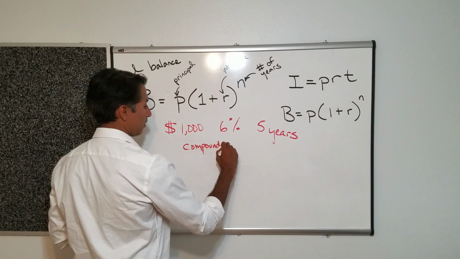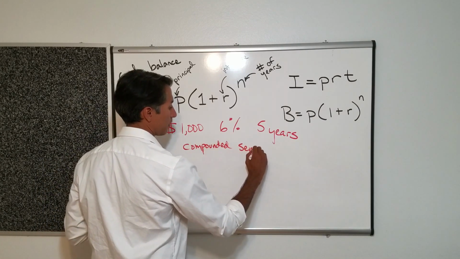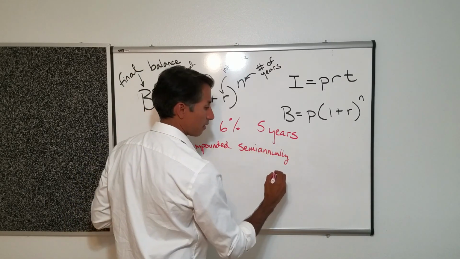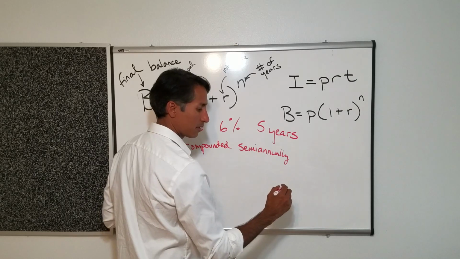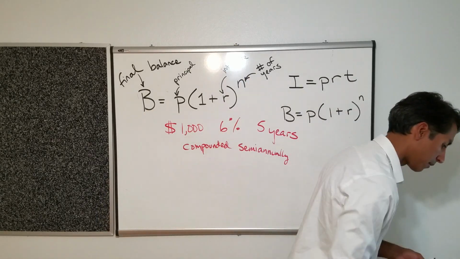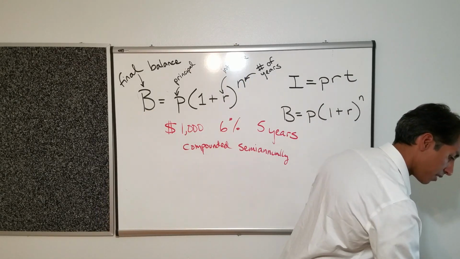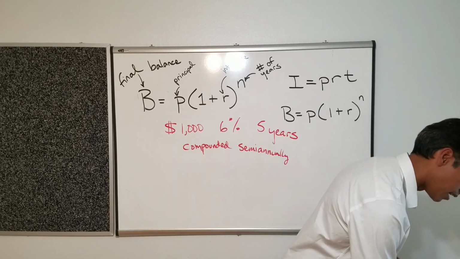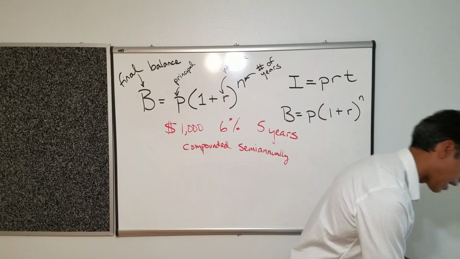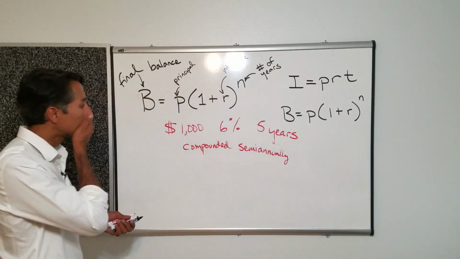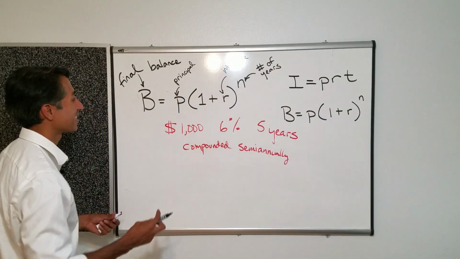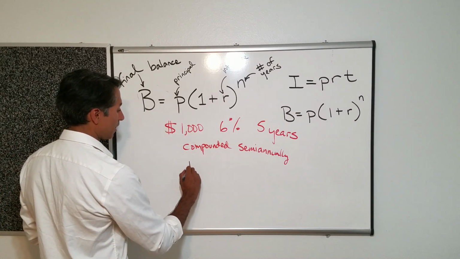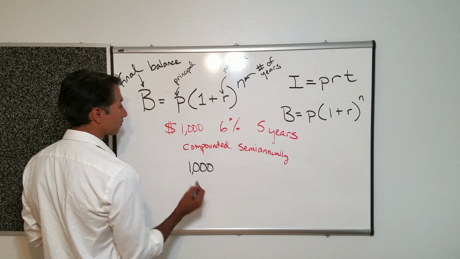compounded semi-annually. Annually? 2 N's? I think so. I don't know. I can't remember that. I always mess that one up. Let me double check here just so I'm writing this stuff correctly. Let's see here. Yeah, 2 N's, 2 L's. Okay. You got to make sure some of this stuff is right. Let's see here. $1,000. Okay, so that just goes into the equation.